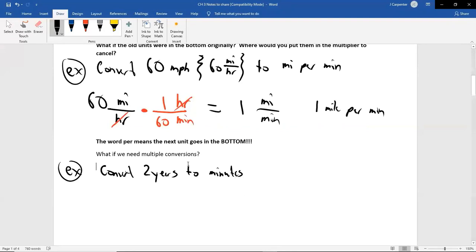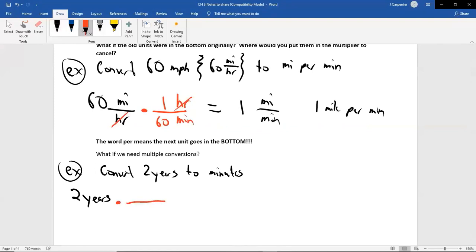So we're starting out with 2 years. So the first thing we want to write is 2 years. And that years counts as in the top because it wasn't 2 per year. If it said 2 per year, the years would be in the bottom. And then we multiply by a fraction, and we want to get rid of the years.